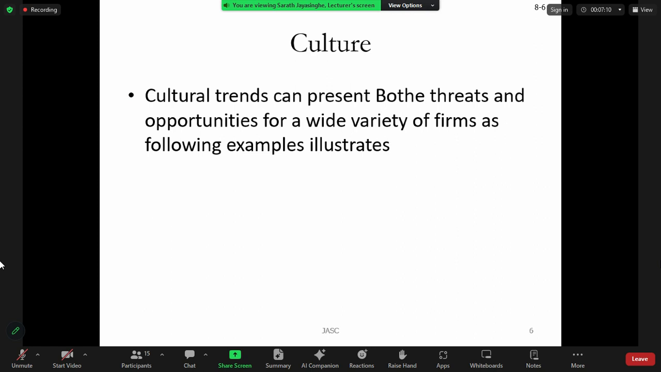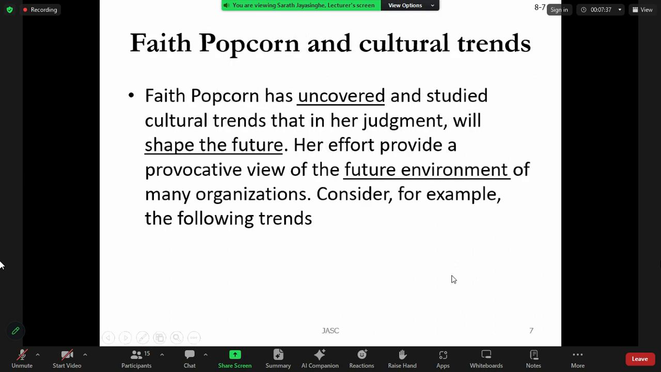I think you have not touched on this part, what I'm talking about under culture, so I'll take it. Cultural trends can present both threats and opportunities for a wide variety of firms, as in the following examples, because depending on the culture there are different changes inside the cultures. Sometimes you can't see it, right? For example, Faith Popcorn and cultural trends.